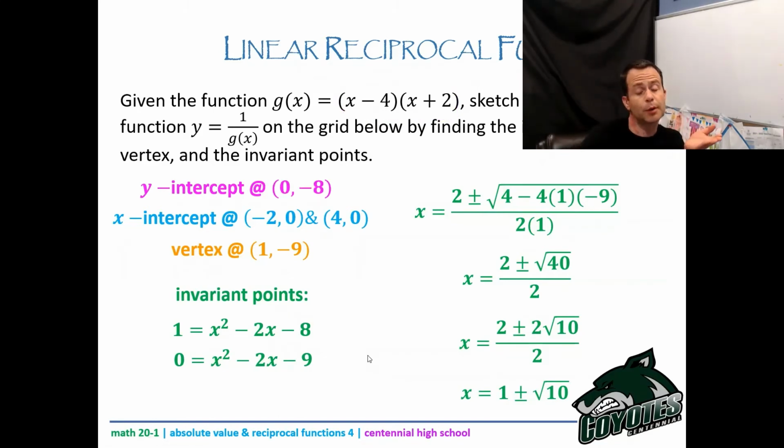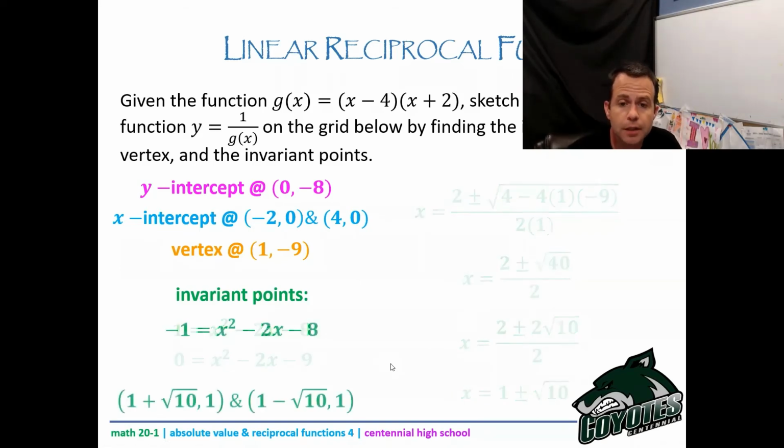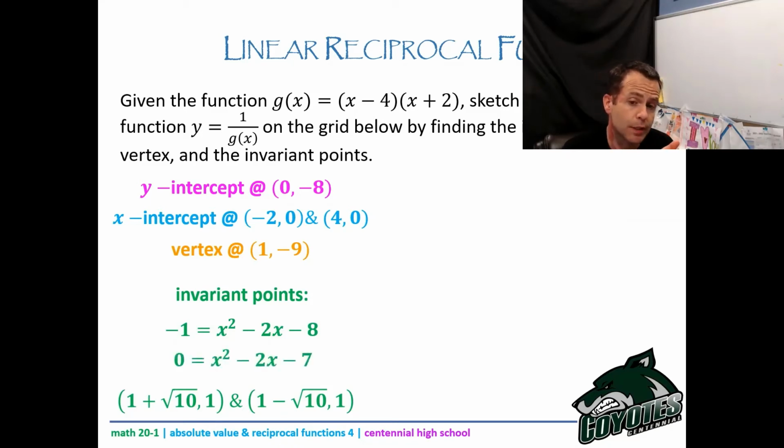Okay, so now I want to plug in -1 for y and go through the same sort of process of solving. I just stuck those first two down at the bottom so I had them there. -1 equals x squared minus 2x minus 8. I want to add 1 to both sides. That's going to give me 0 equals x squared minus 2x minus 7.